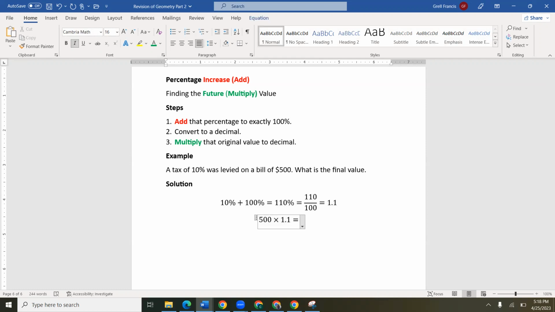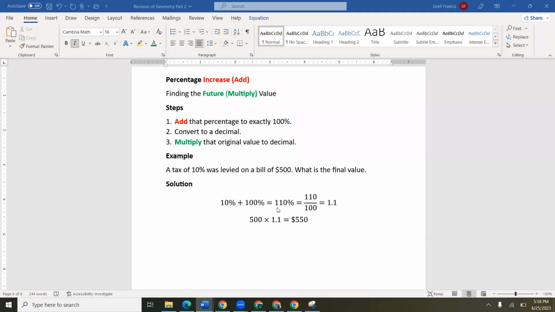Let's multiply 500 by 1.1, and let's see what we get. What is 500 times 1.1? And we get a future value of 550. So that means there was an increase of $50, a 10% increase. So that's an example of percentage increase where we are finding the future value and we have to multiply.